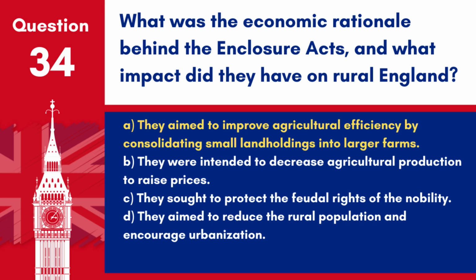Answer A. They aimed to improve agricultural efficiency by consolidating small landholdings into larger farms. The Enclosure Acts had a profound impact on rural England by improving agricultural productivity, but also displacing many small farmers, leading to increased migration to urban areas.